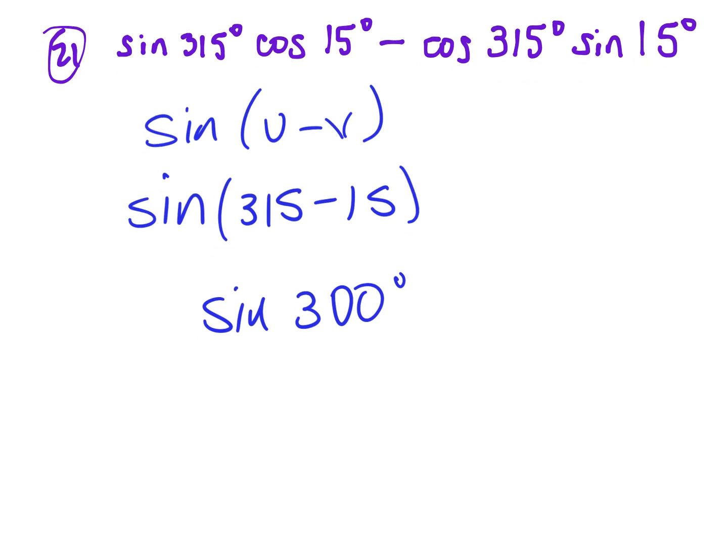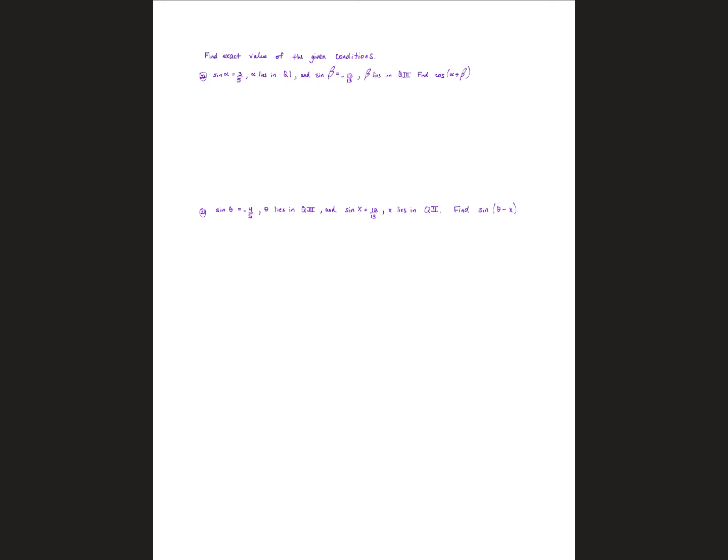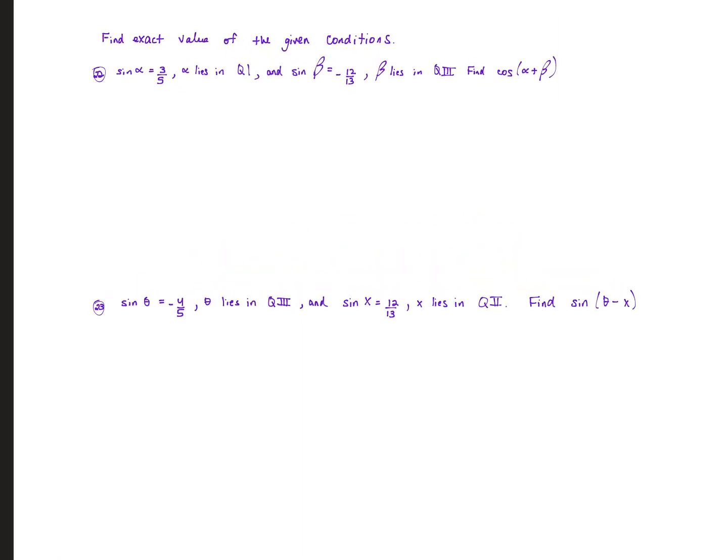But here we're written as one trig function. Sine is our y value. So what is the y value at 300? Negative root 3 over 2. Perfect. Okay, I worked both of these out on your answers. They're already posted. I'm going to do 22.